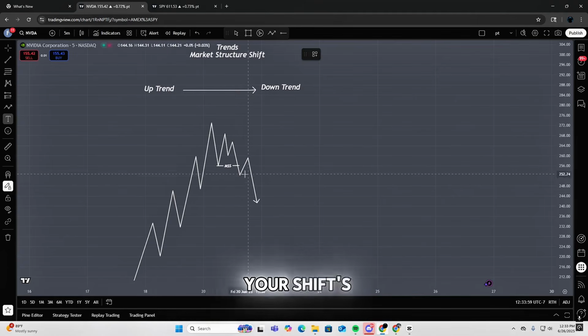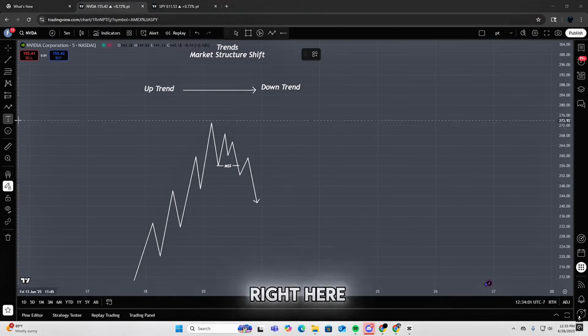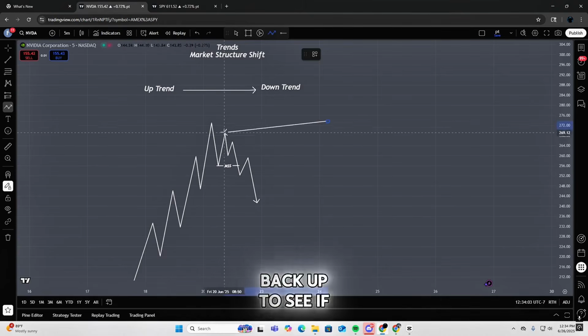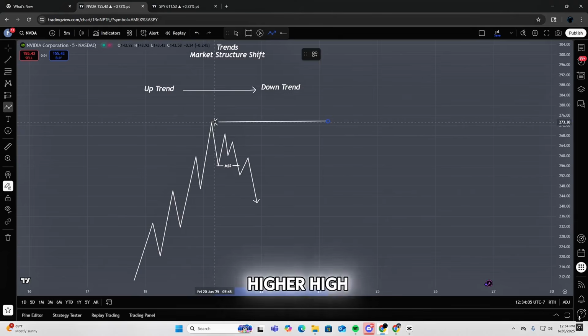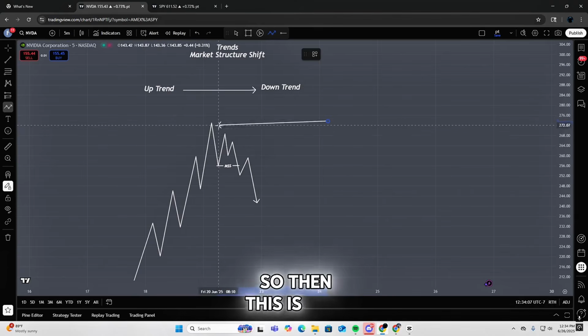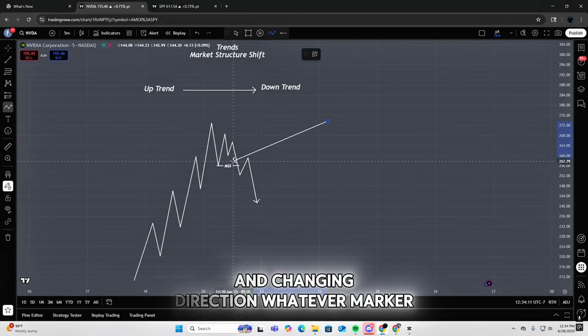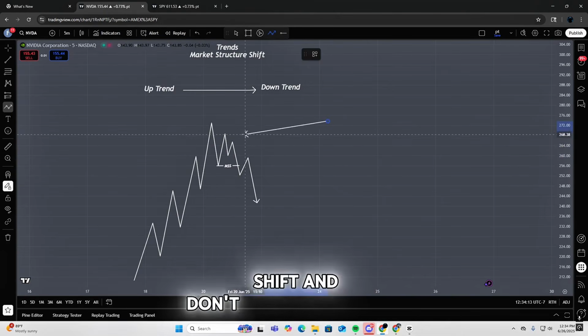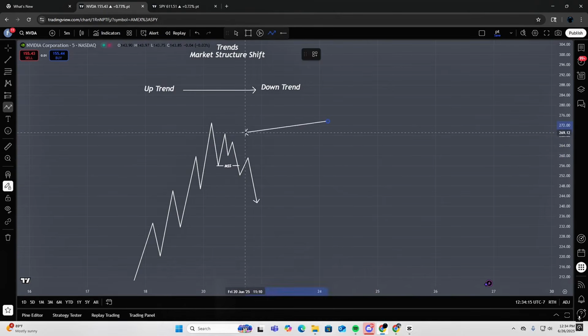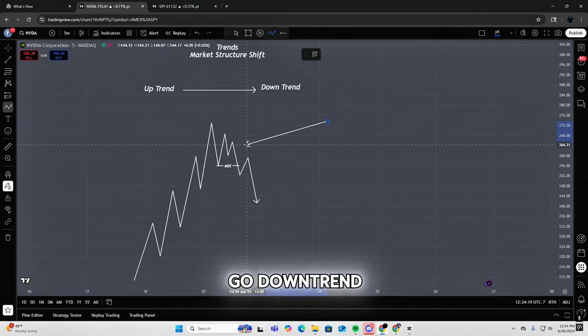And this is how it's going to look. Right here we see we tried coming back up to see if we could break this higher high, but we couldn't. So this is just a clear sign of market reversal and change of direction, whatever you call it, market structure shift. Don't overcomplicate it. There's a lot of ways to say this. But yeah, now we're going to go over downtrend to uptrend.